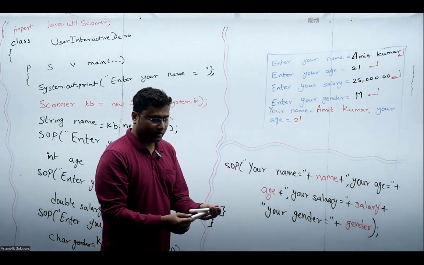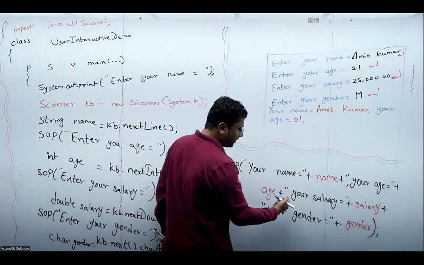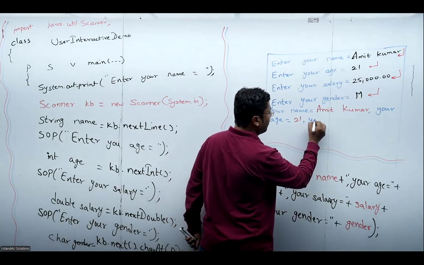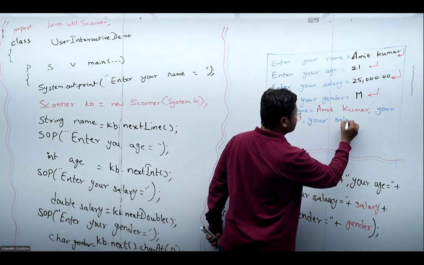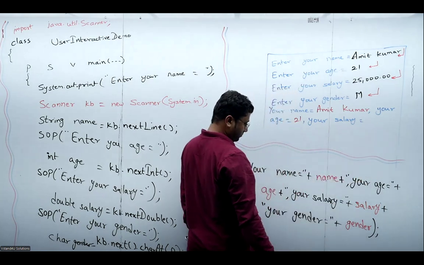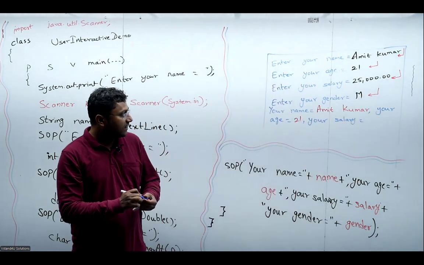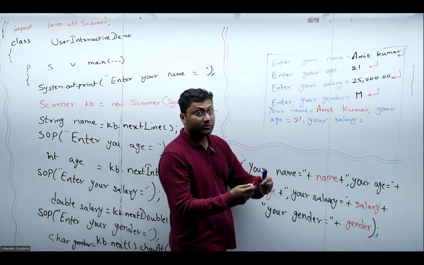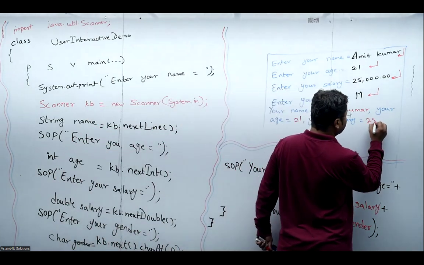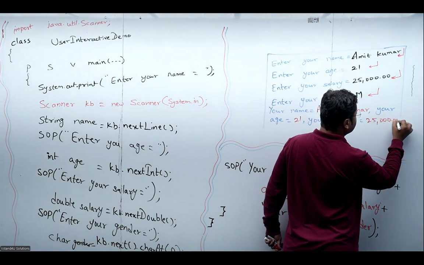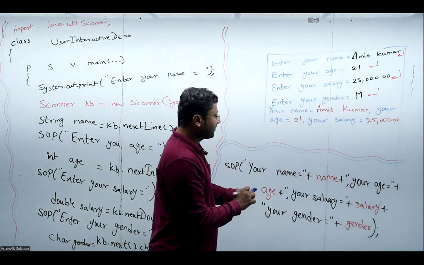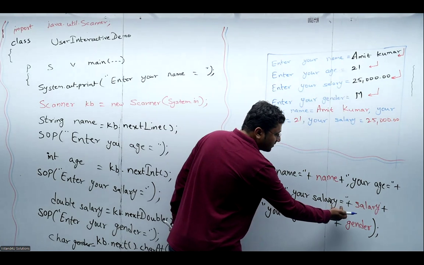Then you are asking what? Next is your salary. I will say your salary equal to. Whether everywhere name is also equal to, age everywhere. Perfect. What is the salary we have taken? 25,000. I will say 25,000. Done. After this, salary equal to salary.